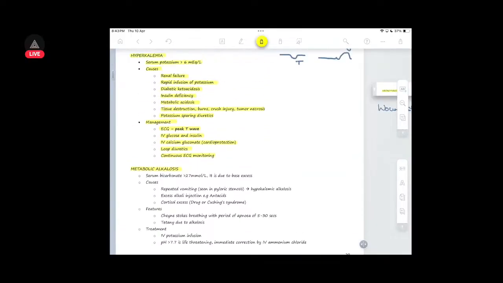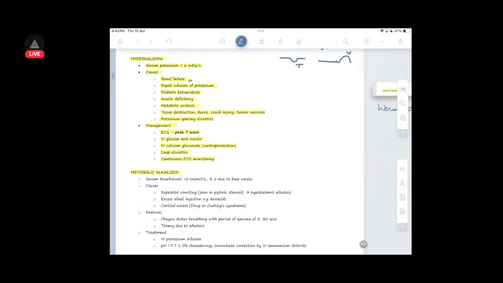Hyperkalemia is renal failure, rapid infusion of potassium, diabetic ketoacidosis, insulin deficiency, metabolic acidosis, tissue destruction, burns, crush injury, tumor necrosis, and potassium sparing diuretics. Rapid infusion, renal failure, and diabetic ketoacidosis generally increase potassium levels. On ECG you have a peaked T wave and also a sinusoidal pattern. Whereas in hypokalemia the T wave is depressed, here the T wave will be peaked. QRS decreases.